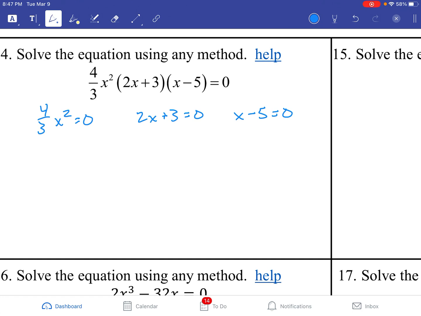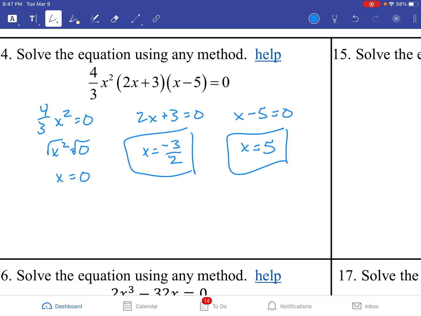Since it's already been factored for us, we can take each factor individually, set it equal to 0, and solve. Okay, for this part, if you were to divide 0 by 4/3, you'd get 0. So you have x squared equals 0. The square root of 0 is 0. Here you're going to subtract 3 and divide by 2. Here you're going to add 5. So these are your 3 answers.